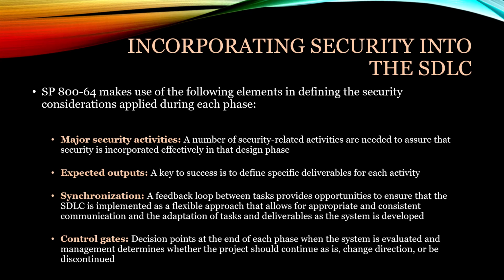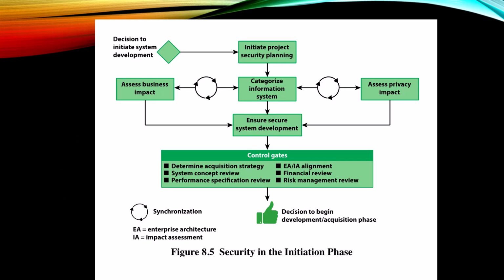So again, as we make the decision, we initiate the project. That project should also have a security plan built into it. We can categorize the information, and then we can assess alignment with business projections, business goals, business analytics. We can adjust the privacy impact or security impact, and then we can feed that into a secure system development platform with the appropriate control gates. And again, part of this could also incorporate things like synchronization and review and process review.